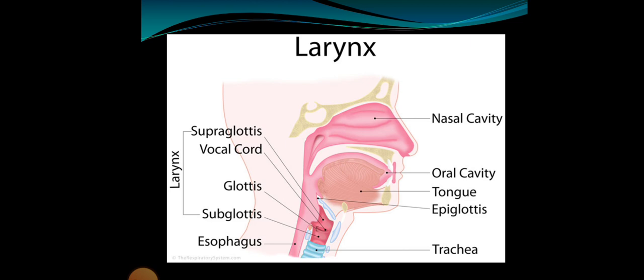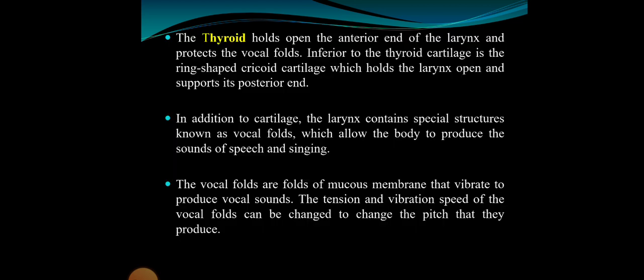So this is the anatomy of the larynx, that is, a cross section of the larynx. Here is the nasal cavity, and here is the oral cavity, tongue, epiglottis, and here is the supraglottis, and this region is the vocal cord, and glottis and subglottis and esophagus, and finally this region is the trachea.